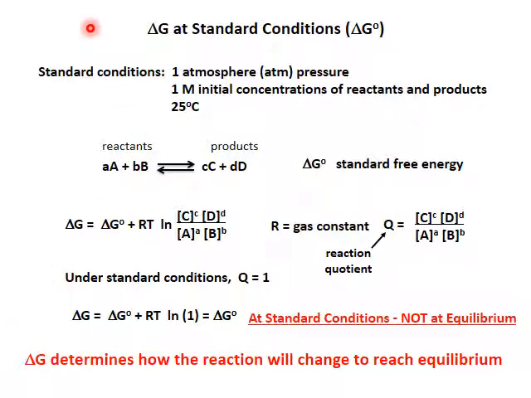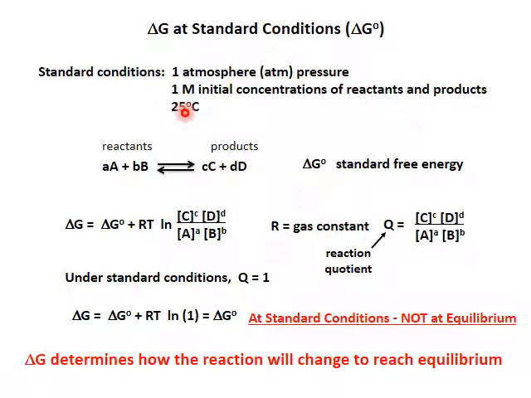So now we need to consider the types of delta G's that there are. This is not related to the delta G double dagger and the delta G, but what we refer to as delta G at standard conditions, or delta G naught. Standard conditions are defined as 1 atmosphere of pressure and 1 molar initial concentrations of the reactants and products at 25 degrees Celsius.